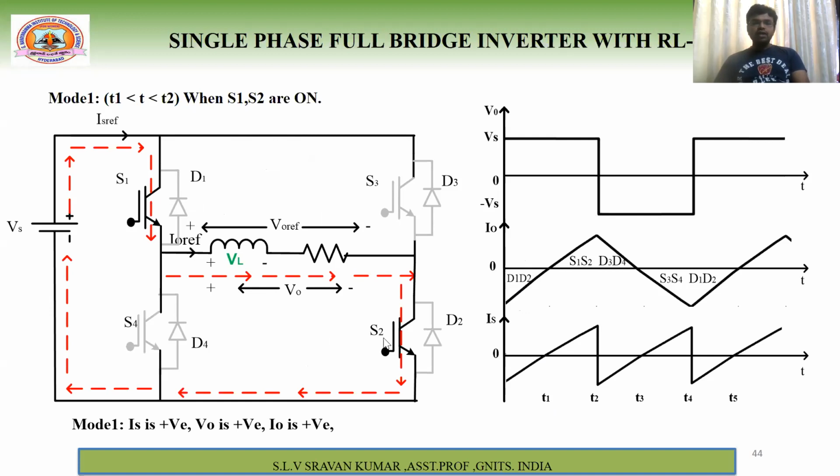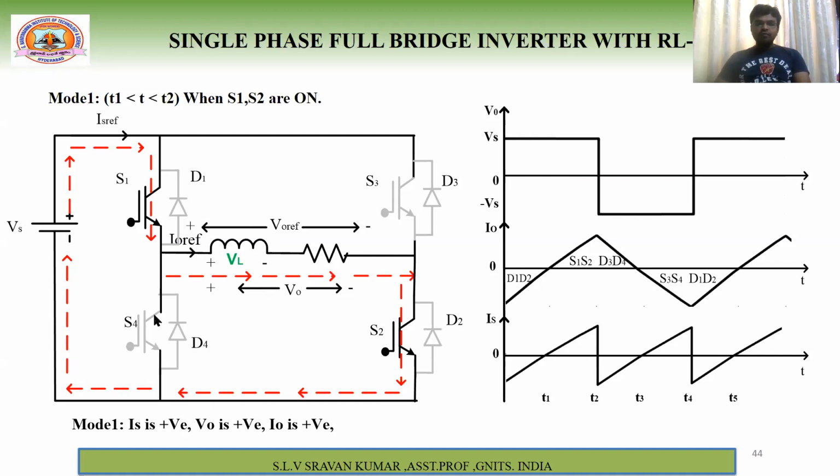So when these two devices are in the on state, the current flows from plus Vs through the switch S1, the RL load, S2, and the return path. And here the inductor is present. Many times we have discussed the property of an inductor: it stores some amount of energy and it does not allow sudden changes in current. That is the most important thing.